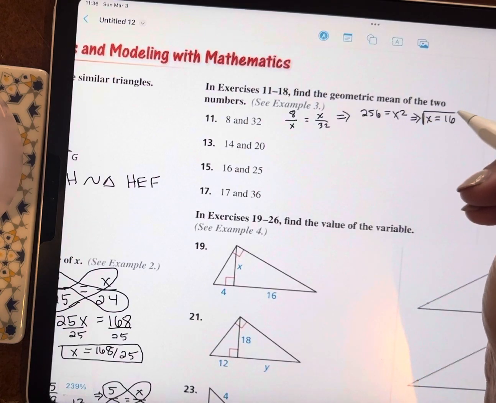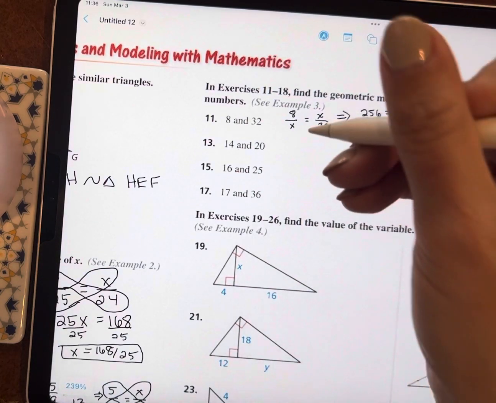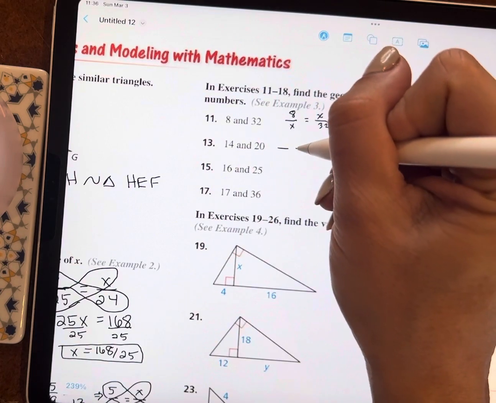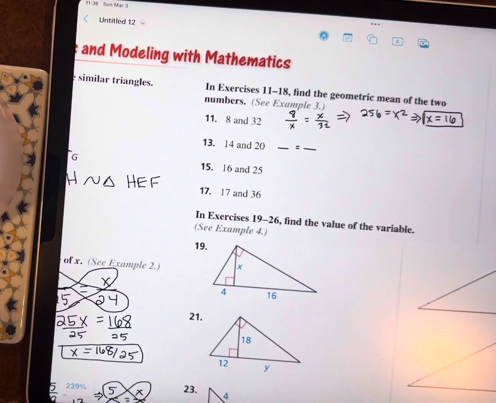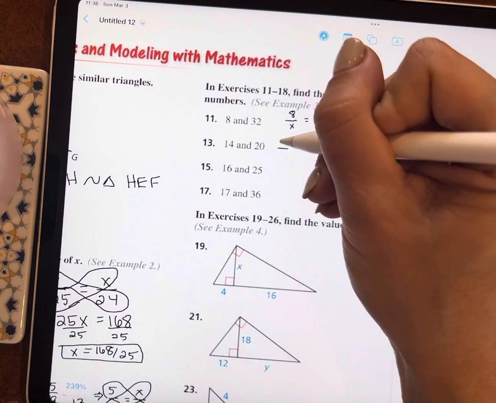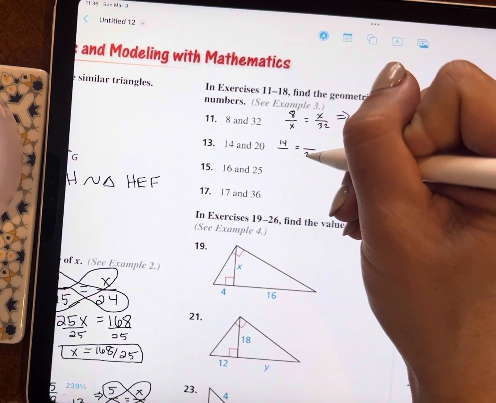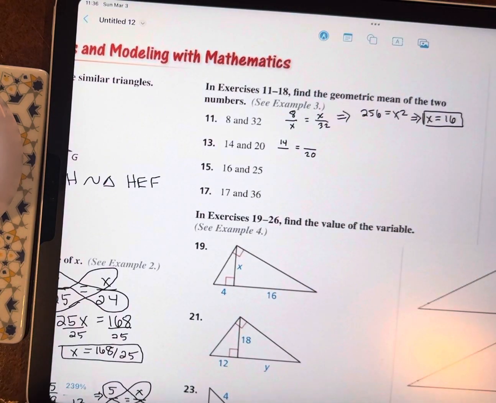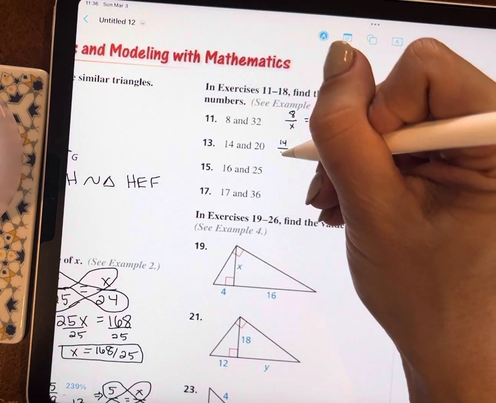That's the geometric mean. So over here, again, I'm going to set up two fractions. I'm going to put 14 on top of one of them, 20 on the bottom of the other one. And again, you could have swapped, all right? You could have put 20 on top of one and 14 on the bottom of the other. It doesn't matter as long as you put something on top of one and then the other thing on the bottom of the other. Then these are x's.